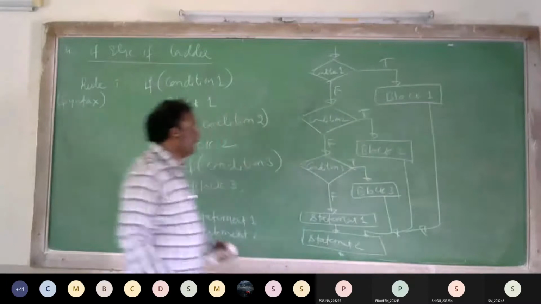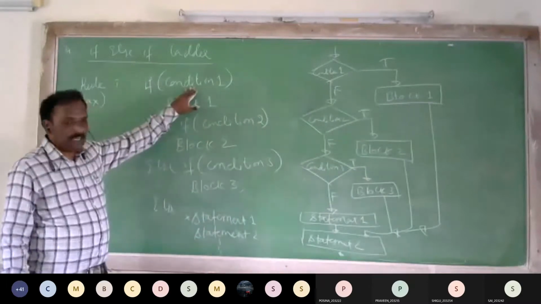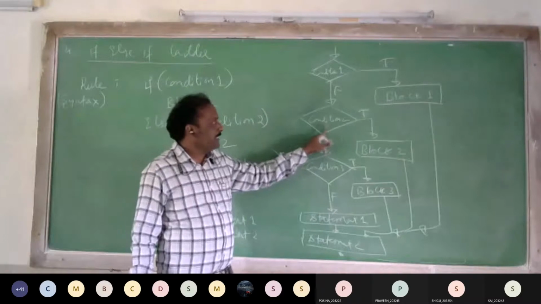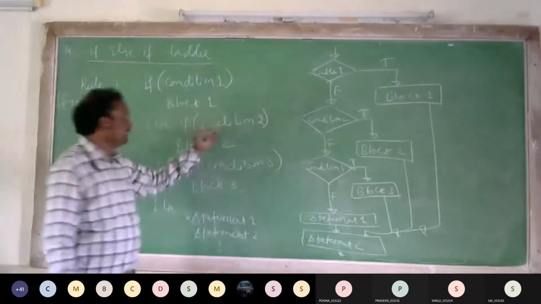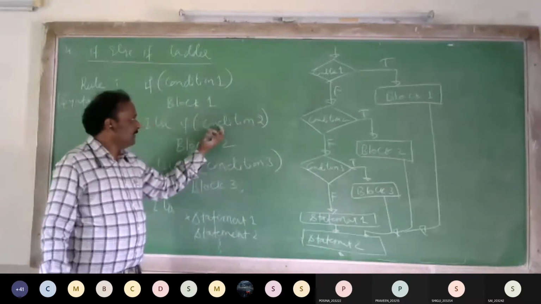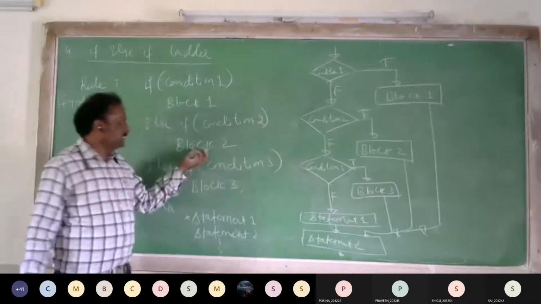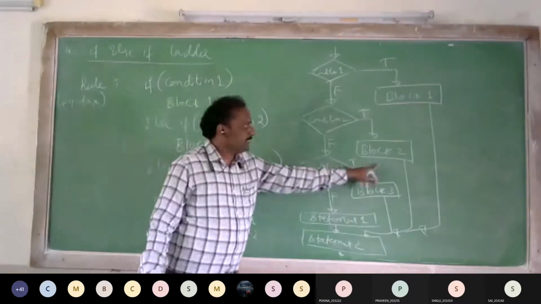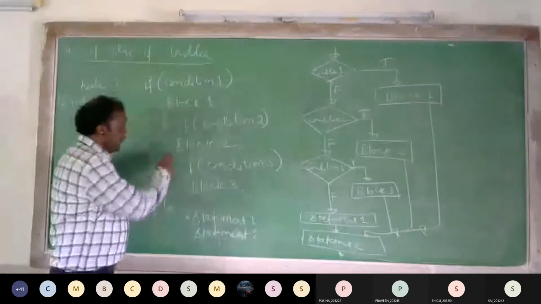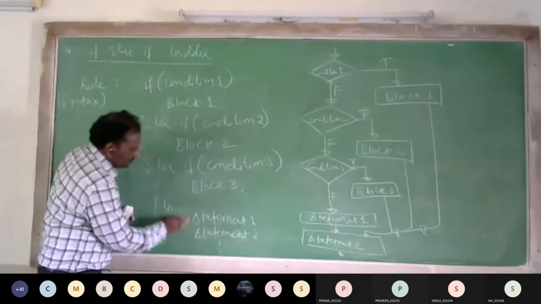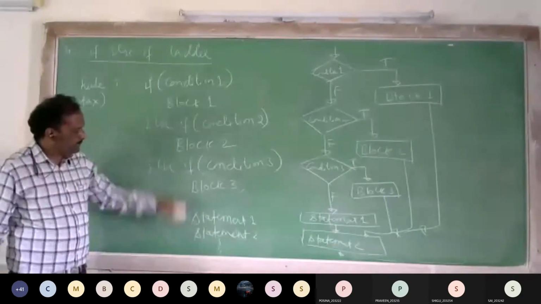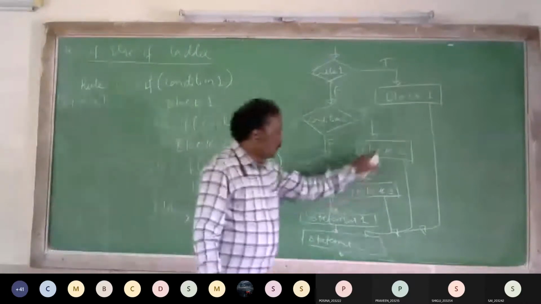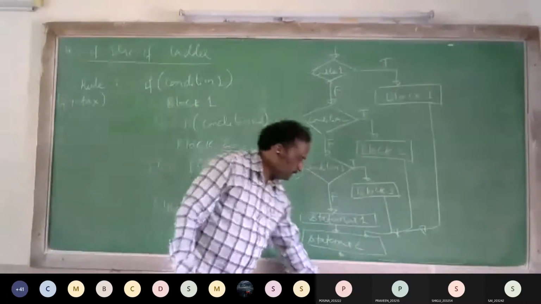Now, if condition 1 is false, then the control will come here and test the condition 2. What is condition 2? Now, if the condition 2 is true, then block 2 set of statements are executed. When block 2 is executed, the statement 1 is not executed because this comes under else. So, block 2 and statement 2, statement 3, etc. are executed.